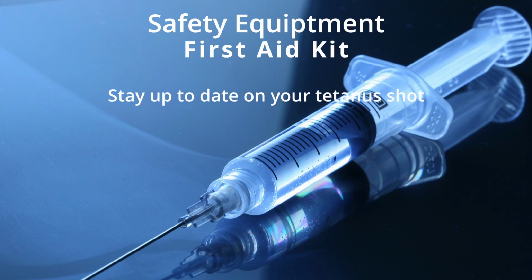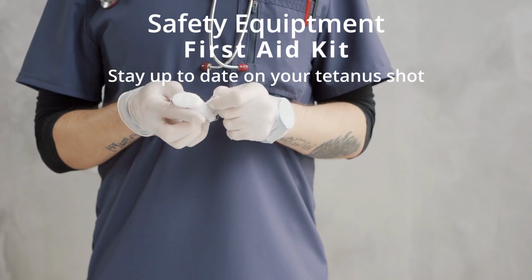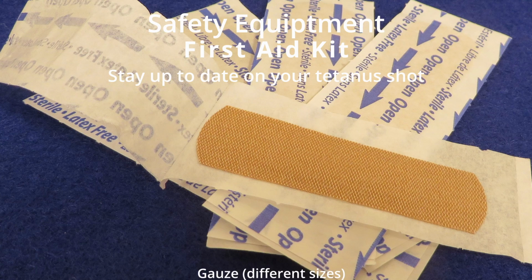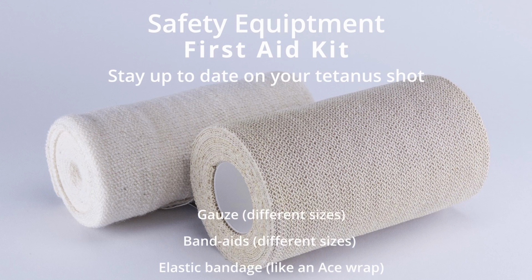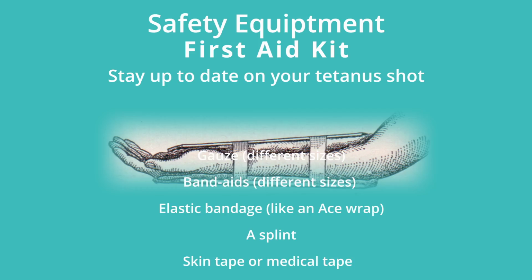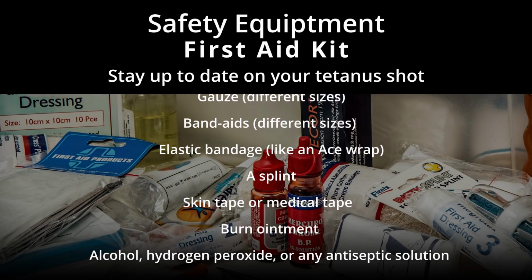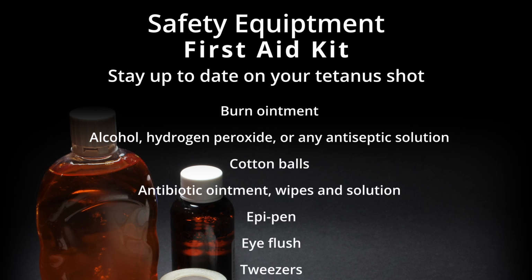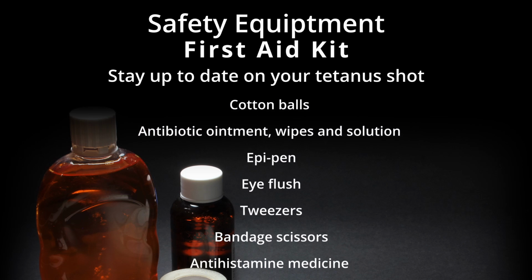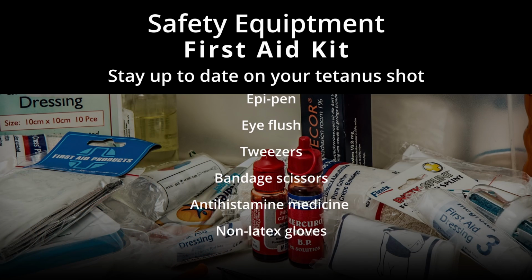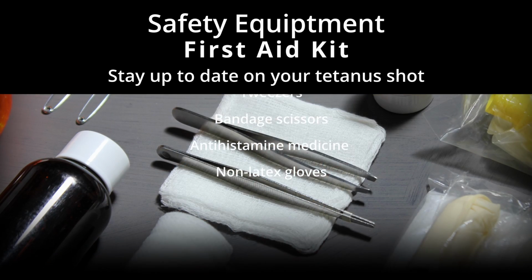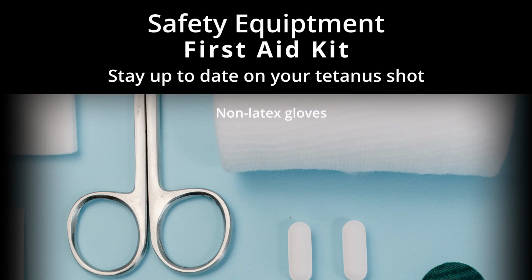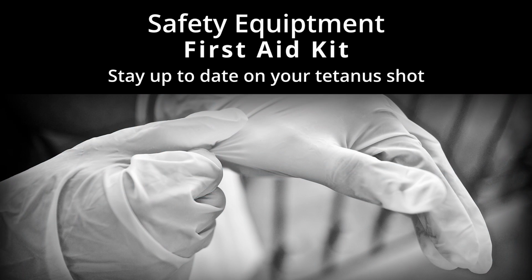A first aid kit should contain the following: gauzes of different sizes, band-aids of different sizes, an elastic bandage like an ace wrap, a splint, skin tape or medical tape, burn ointment, alcohol, hydrogen peroxide or any antiseptic solution, cotton balls, antibiotic ointment, wipes and solution, an EpiPen, an eye flush, tweezers, a bandage scissors, antihistamine medicine, and non-latex gloves.